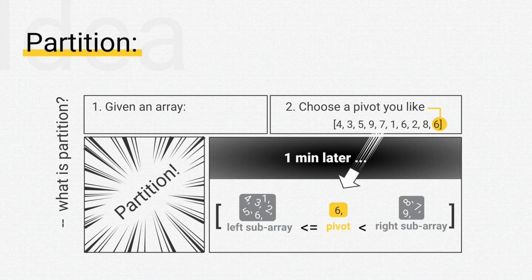In other words, partition is actually the function to rearrange the given array so that the left subarray is less than or equal to the pivot we choose, while the right subarray is larger than the pivot. We can implement the partition function however we want, as long as it rearranges the array this way. Okay, let's start the real game.